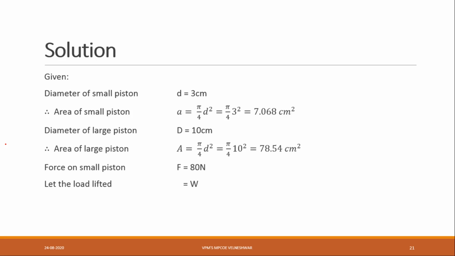That is pi by 4. Keep it in centimeter only. Don't change the dimensions here, no need of changing for area. That is pi by 4 into 3 square. If I calculate this, I will get 7.068 centimeter square.